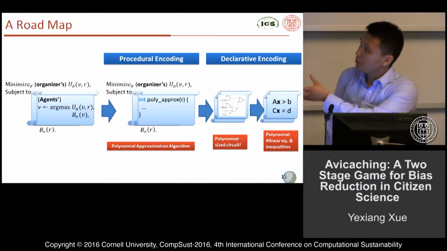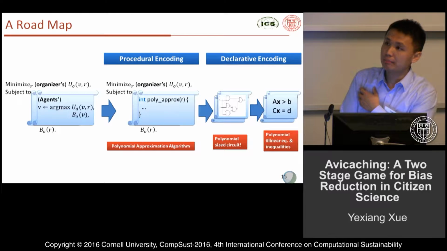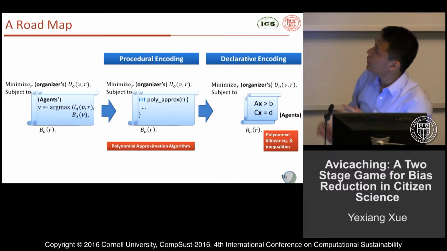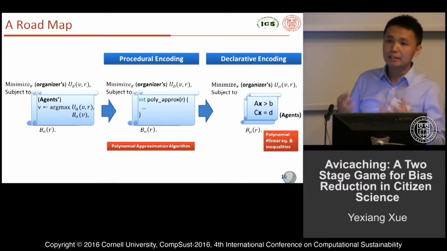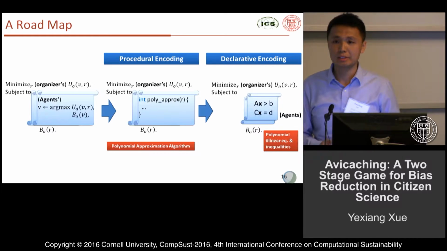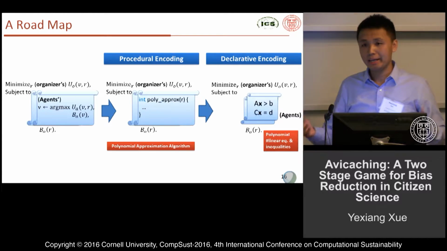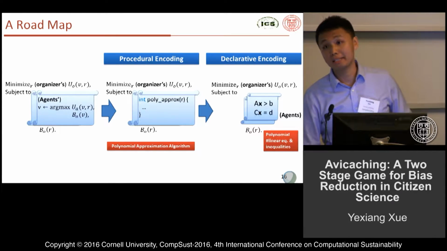And then, before, we had a bi-level optimization problem. Now what we can do is to fold this linear constraint into the bi-level optimization problem, and then the whole problem becomes a single optimization, and so it can be solved by an off-the-shelf optimization package.